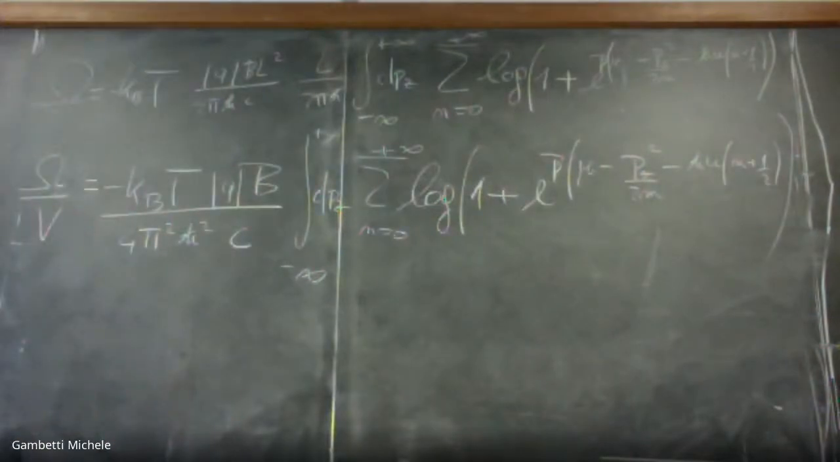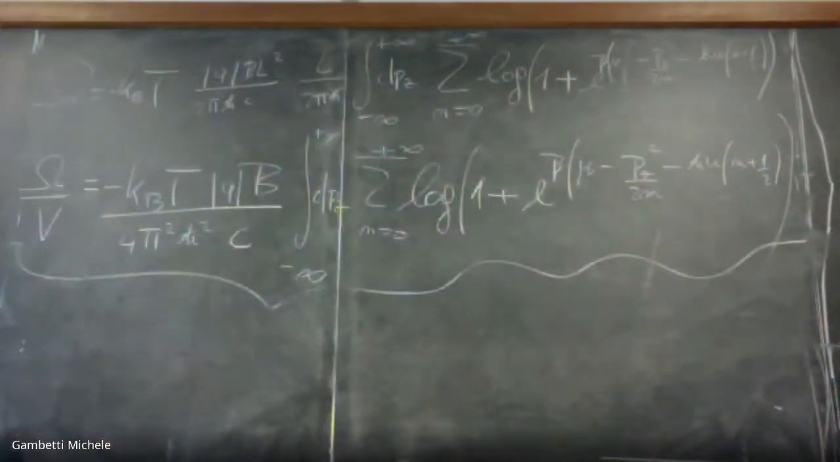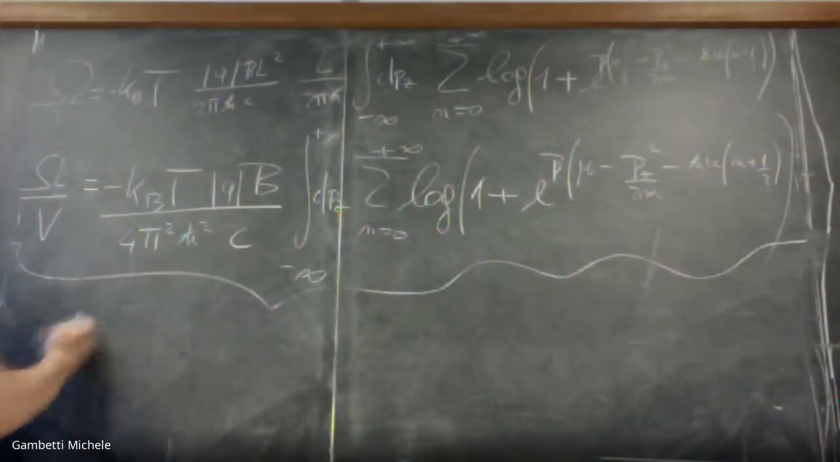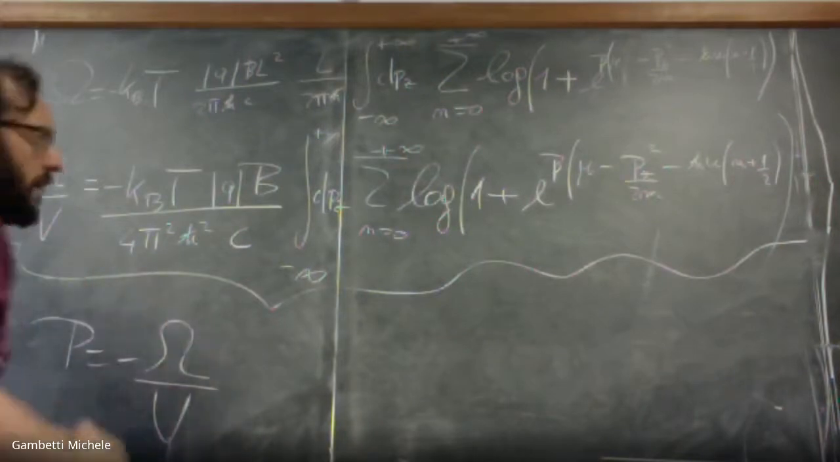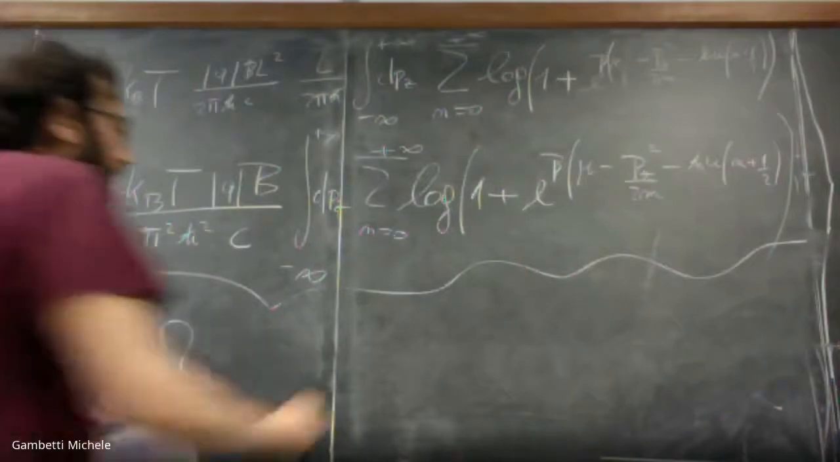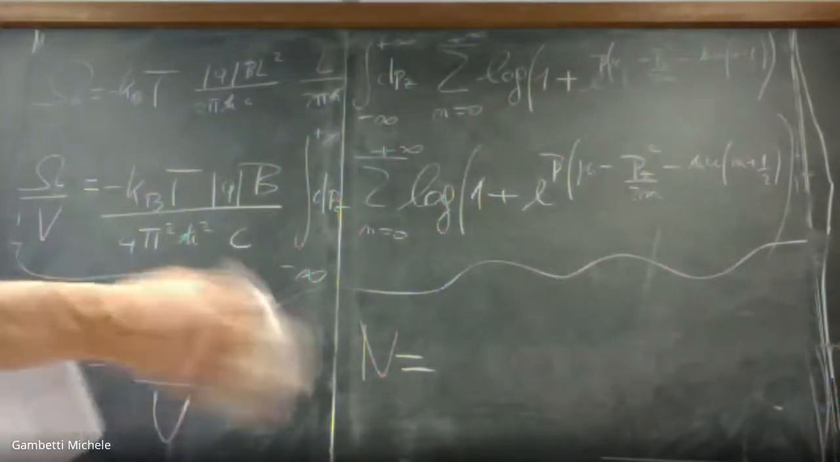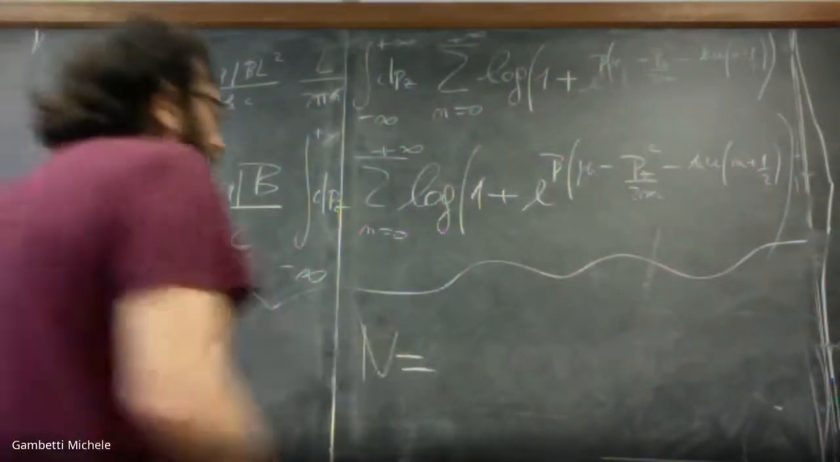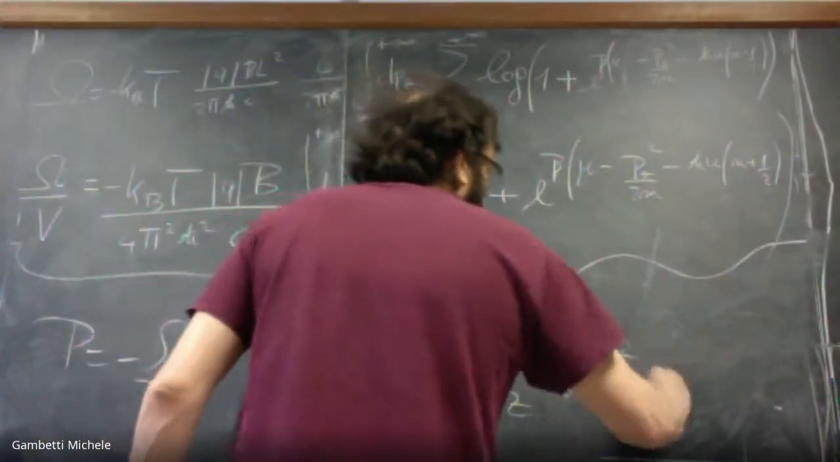Now this formula is the correct result. There are no approximations here. Everything is analytic up to this point, and in principle, I can compute all the thermodynamical quantities that I want. For instance, the pressure will be minus omega divided by the volume. And if I want to compute the number density, to find the relation between the number of particles and the fugacity, I should apply the usual formula, which is the following.